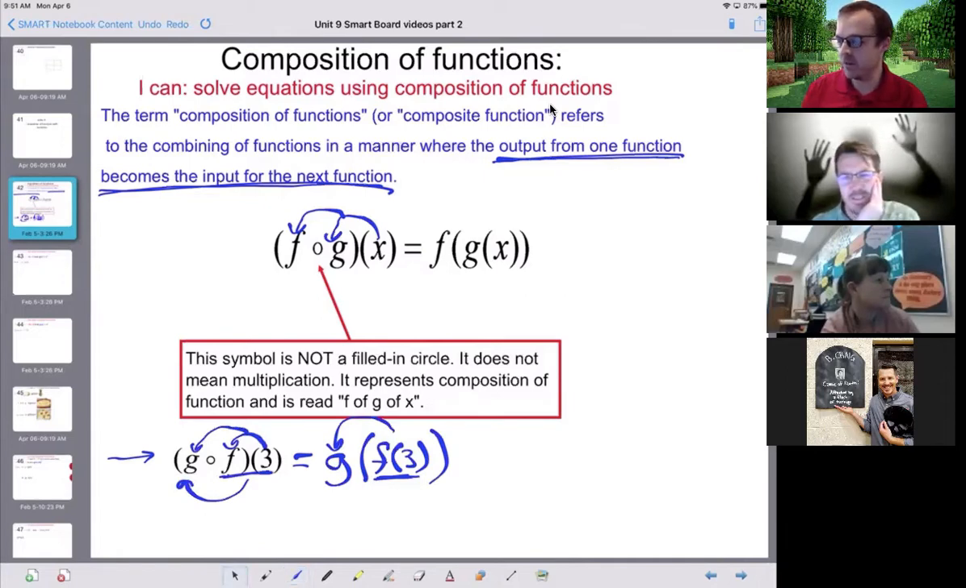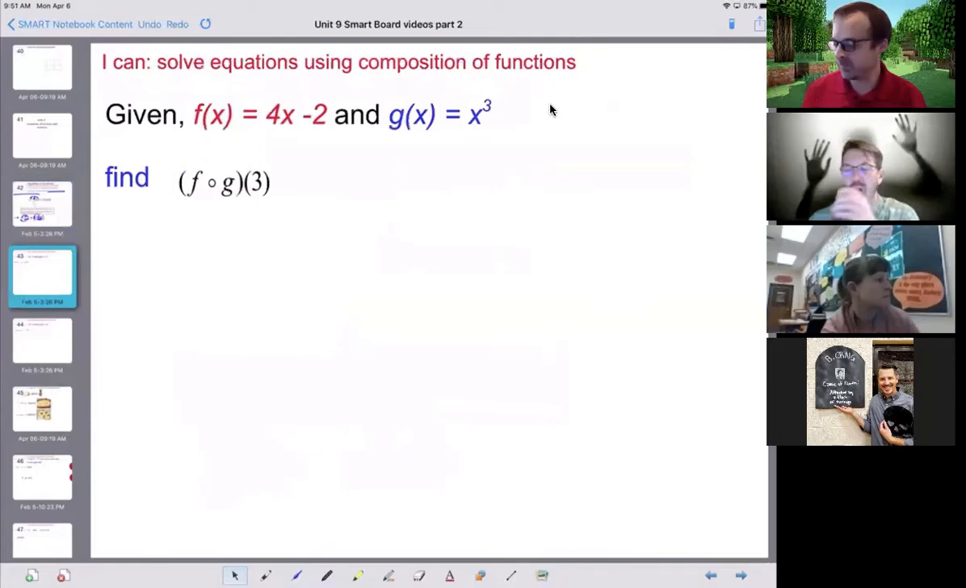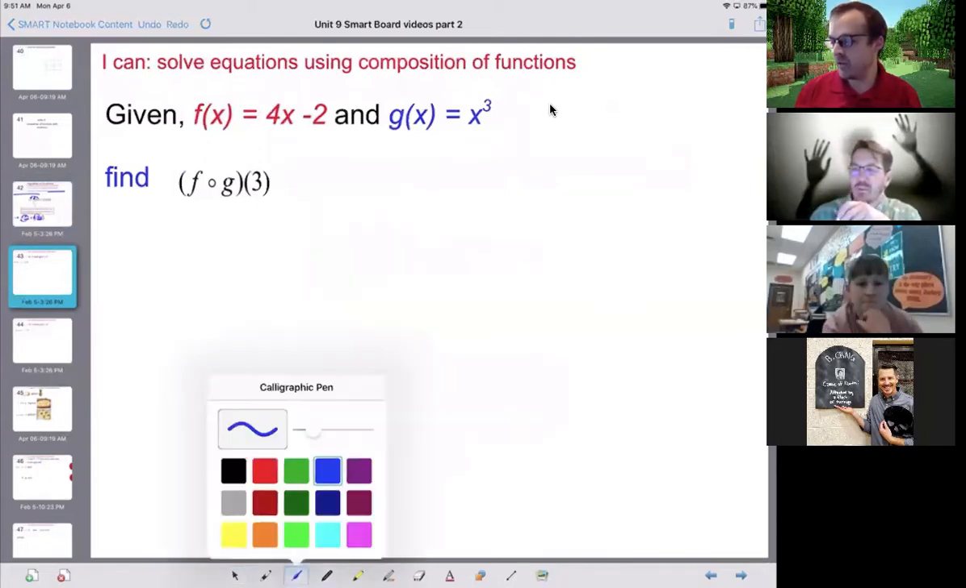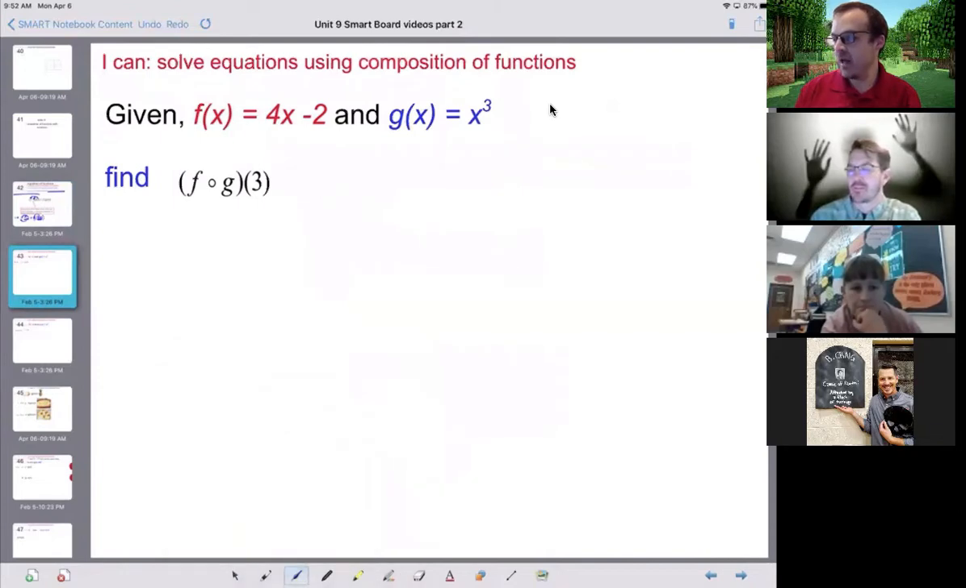So let's get into our first example. Here we have two functions. We have the function f of x and g of x. f of x is 4x minus 2, and g of x is x to the power of 3, or x cubed. And the question is to do composition.